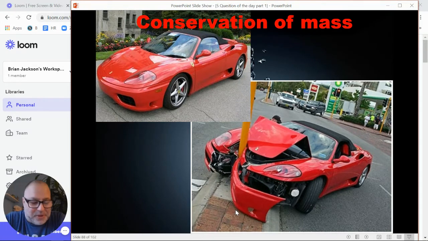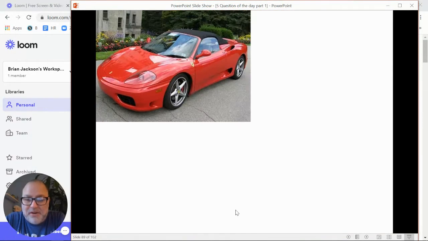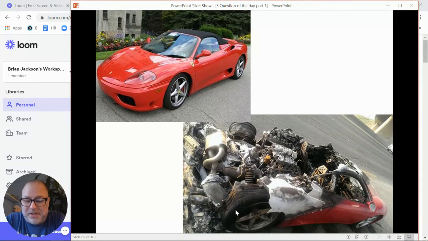I don't even know how much it would cost to fix a Ferrari like that and everything, right? But then it gets even worse. The car explodes, right? And then your car that used to look like this now looks like this. Oh my goodness. It's even worse now, right?